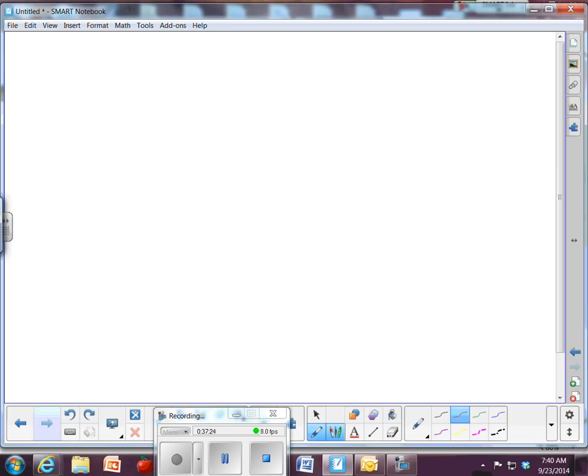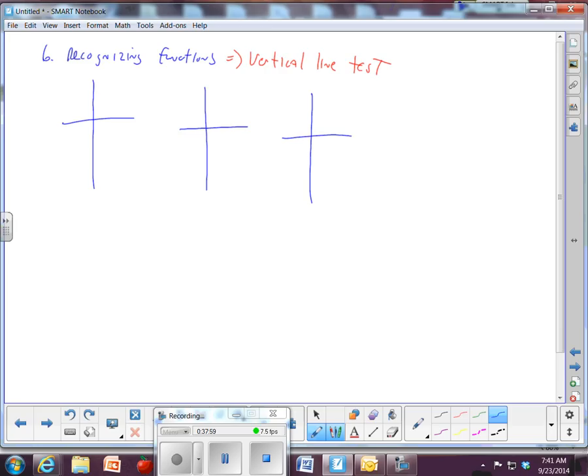All right, the last thing is number 6, recognizing functions. And this is called the vertical line test. Okay, it's real simple. If you can find a vertical line that intersects more than 1 point, it's not a function.